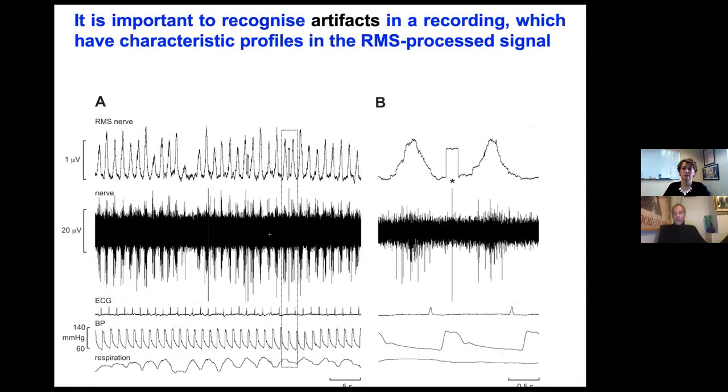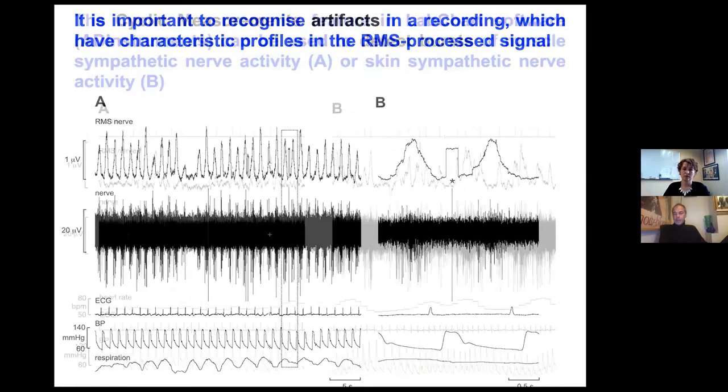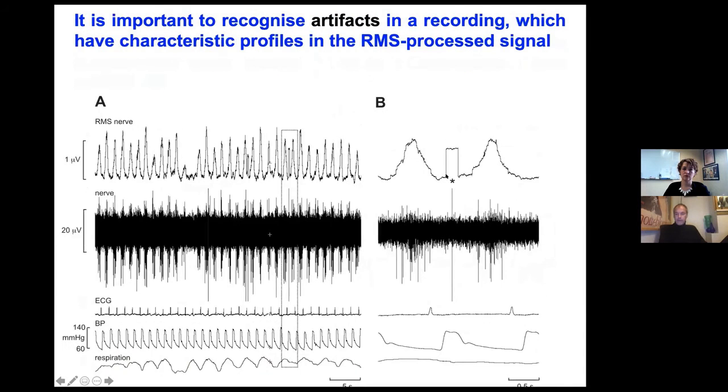It is important to recognize artifacts in a nerve recording, and unless you have the raw nerve signal on hand, you may not be able to recognize them. This is blown up here. This individual electrical artifact, a very brief spike, generates in the RMS a characteristic square wave profile, which is clearly different from the smooth up-and-down ramp that we see with a sympathetic burst.